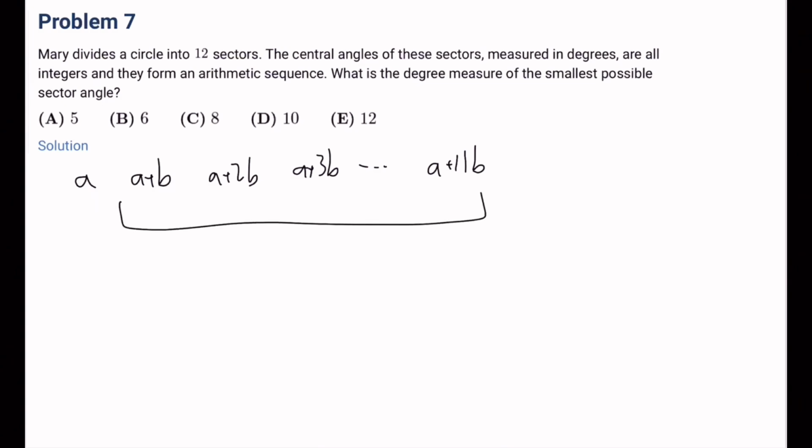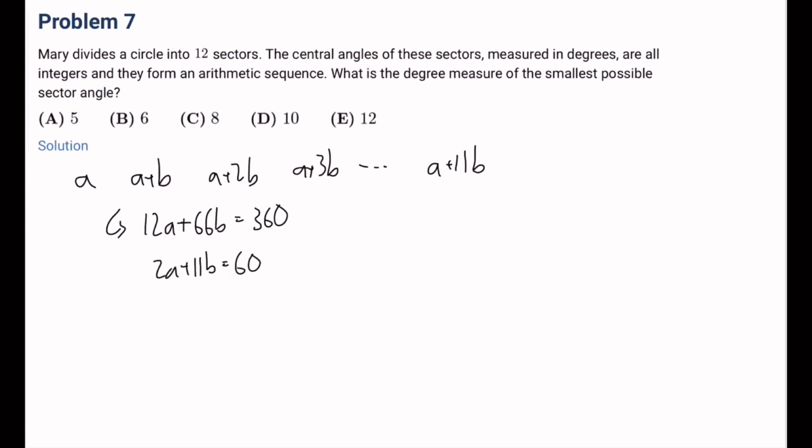So this much is 11 and this is the last 12th one. So this much is all 12 sectors, and if we add them all up, this is 12A plus 66B equals 360, and so dividing by 6, we get that 2A plus 11B equals 60. But then since we want the smallest possible sector angle, that means we want the smallest possible A, and so for the smallest possible A, that means we want the largest possible B.